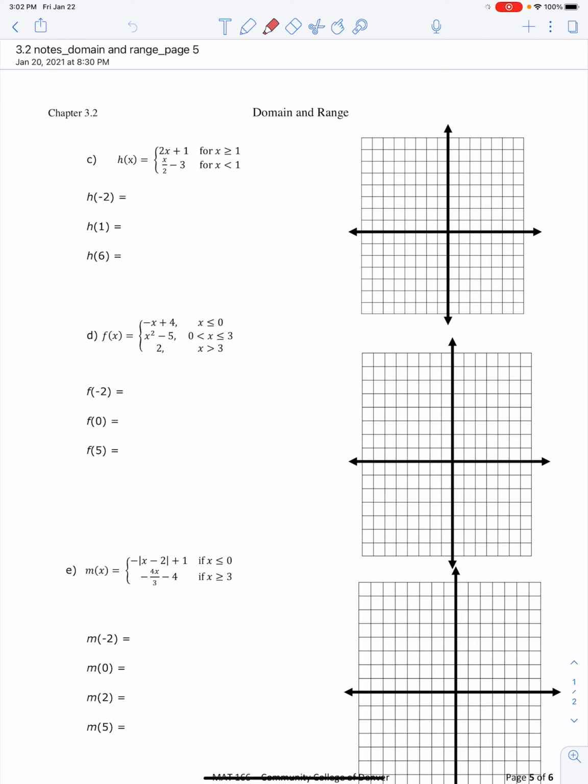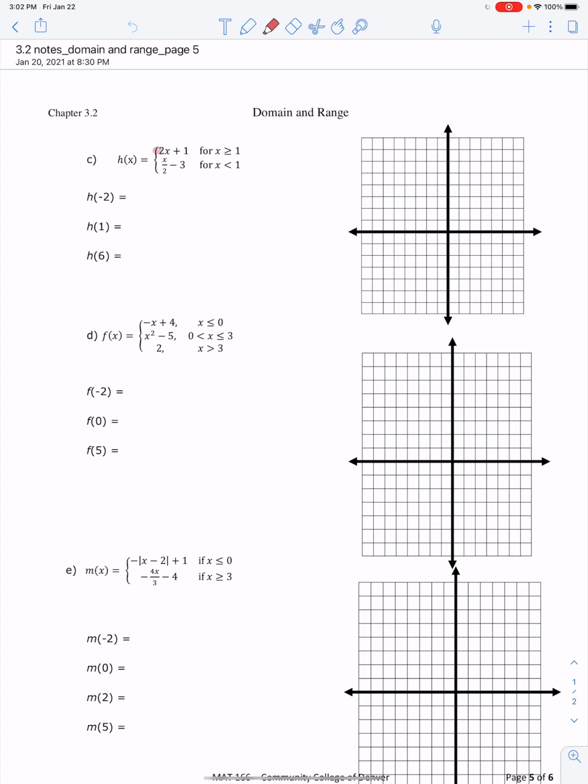Chapter 3.2 Notes, Domain and Range, page 5. So, more graphing piecewise functions. And for C, we're going to do it backwards of what we did on B on the previous page. We're going to go ahead and find those values for what's requested below before we actually graph this function. Okay, I am going to mark this up though.